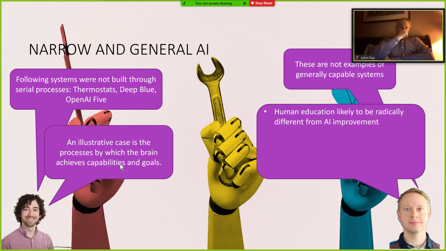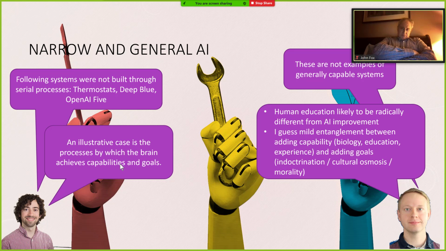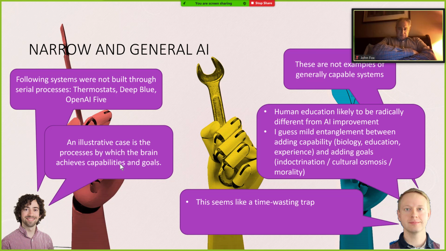I think it should not be illustrative, in that I expect that the process by which AI becomes more capable and gets more goals is likely to be very different from how humans do it. So how do humans actually get capabilities and goals? I guess for capability, we get some from biology, some from education, some from experience. How do we get our goals? Maybe indoctrination or cultural osmosis or morality. But I've probably forgotten like 20 things. And I think worrying too much about this is likely to be a waste of time, in that we should expect that AIs are likely to be very different from humans, and this is actually precisely the point of the original orthogonality thesis.